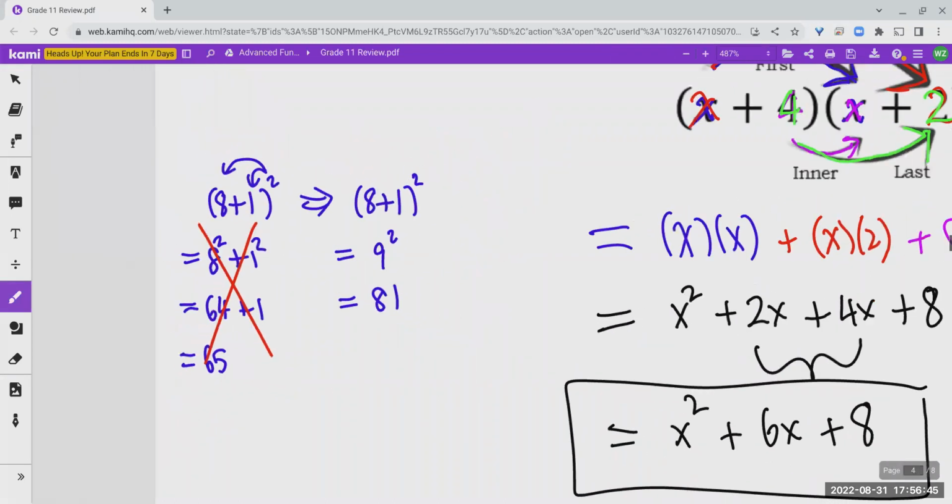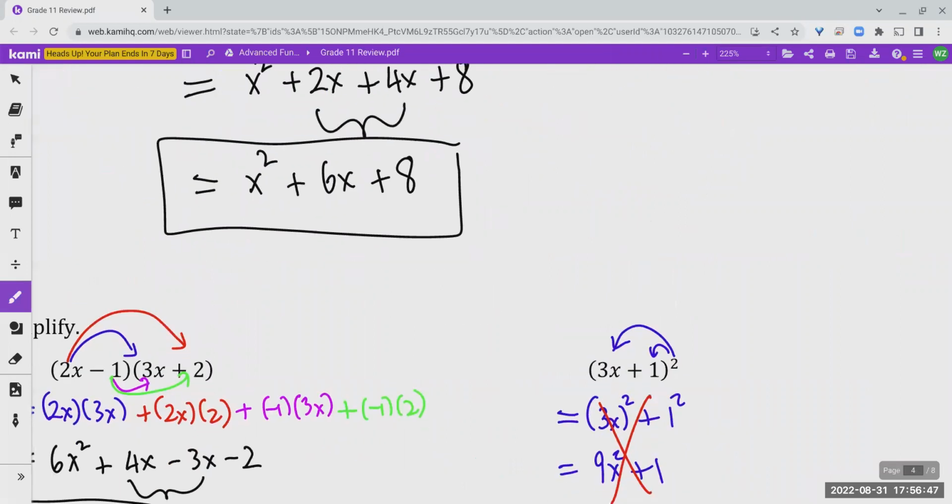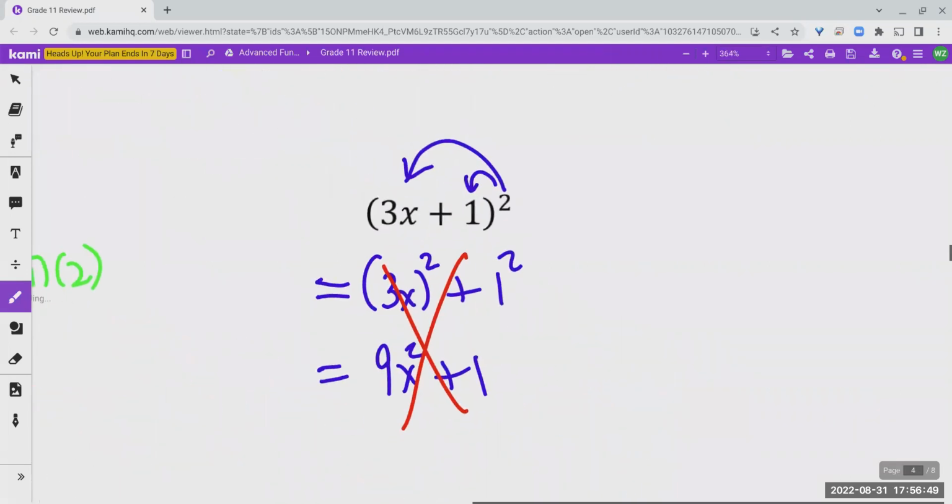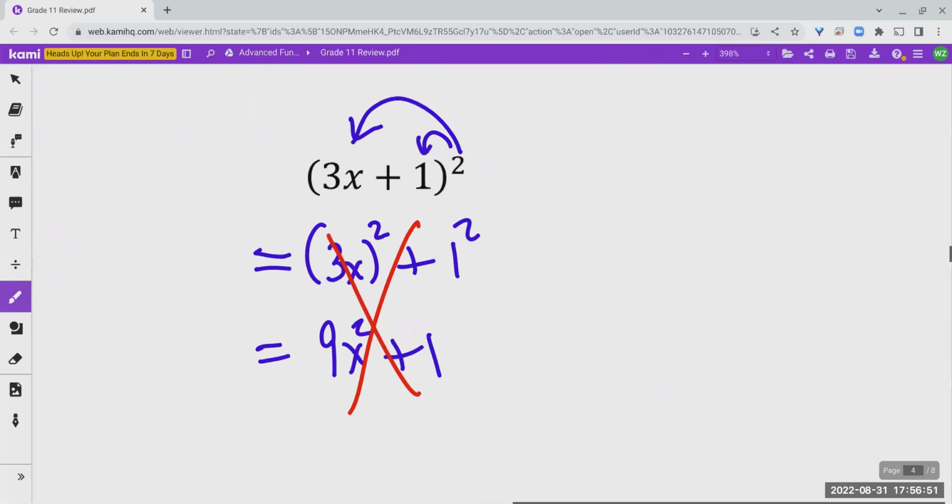Okay, why is that wrong? Okay, let's go back to this. How do you actually do this? We learned this in grade 10. Remember there was a formula that we talked about?